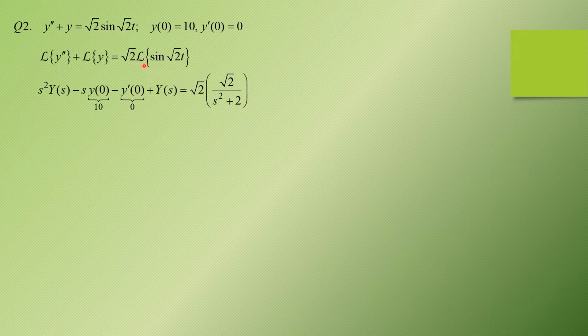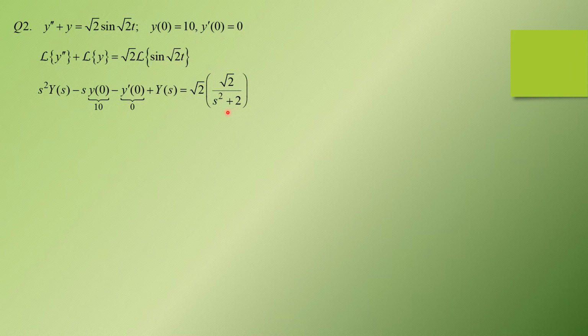Now the Laplace transform of sine of square root of 2 t: refer to formula number 5 in the table of Laplace transforms, where k is equal to square root of 2. So it will be k over s squared plus k squared. K is square root of 2, so square root of 2 divided by s squared plus 2.